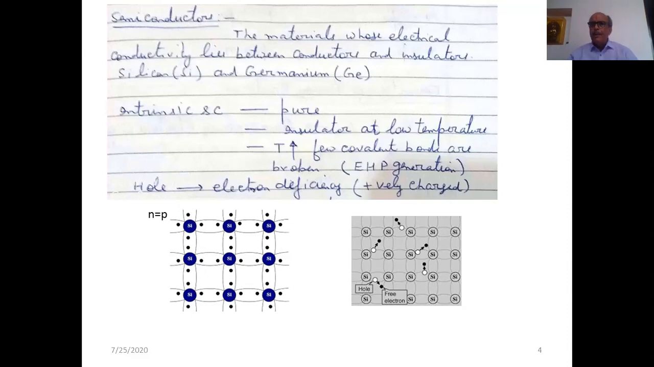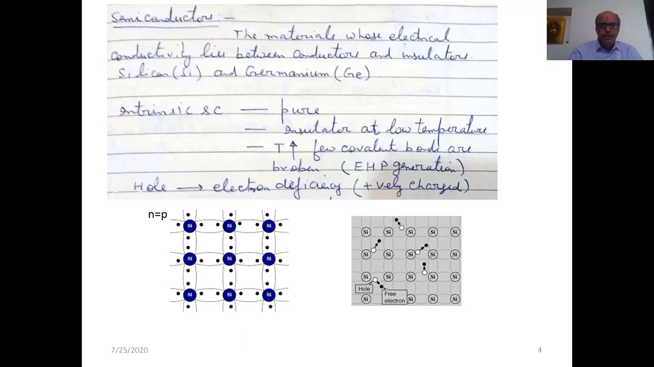That means the moment you break a covalent bond, an electron is made free. So that electron will wander here and there in the semiconducting lattice, leaving behind a vacancy. And that vacancy will behave like a positively charged particle, and we call it a hole. So holes are nothing but the deficiency of the electron behaving like a positive charge. Now why positive? These things will be addressed in the other course on solid state physics. So here you have to assume, till you are taught in solid state physics, the reasons for taking the charge on the hole as positive.